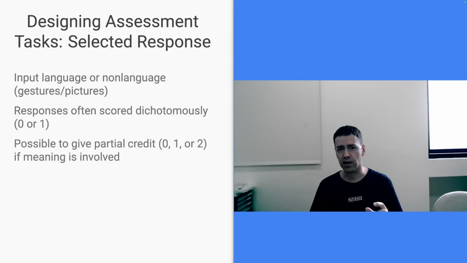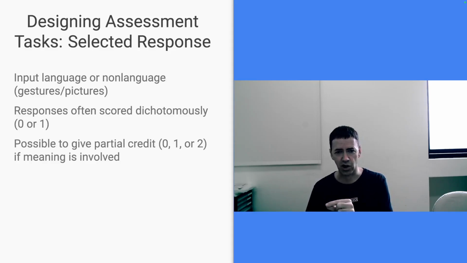However, if you make it a little bit more complex in that you want to add meaning as well, then you can go to a partial credit system where 0 is wrong, 1 is partially correct. Like, for example, the meaning is correct, but the grammar is a little off. Okay, 1. Or the grammar is correct, but the meaning's a little off. So they get 1. Or both grammar and meaning are correct, they get 2.